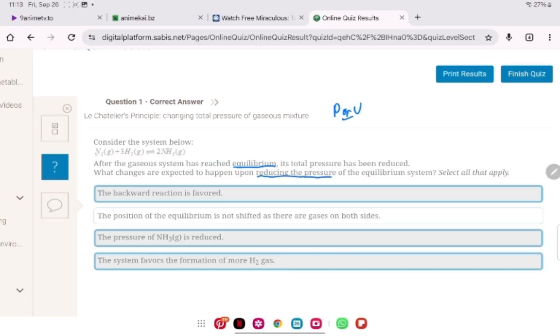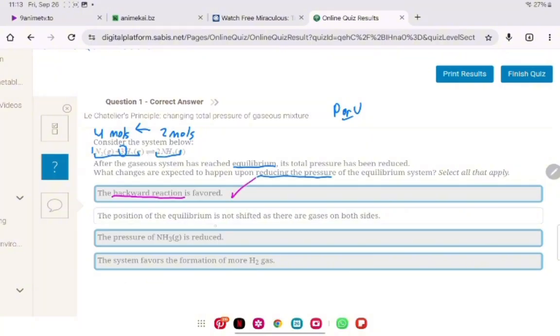So let's count the moles. Here, 1 and 3. You add them, you get 4 moles on this side. And here, it's 2 moles. So which side has more moles? Obviously the 4. Since they reduced the pressure, we have to go to the side with more moles, so we're going to move backwards like this. Okay, so now we're going to answer. The backward reaction is favored, yes, because we're going backwards.